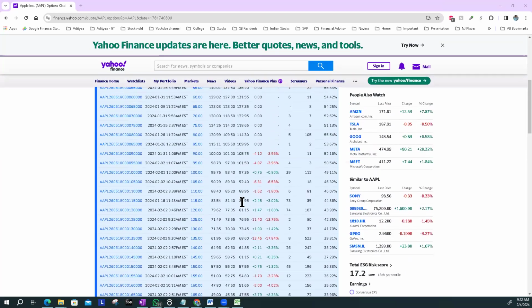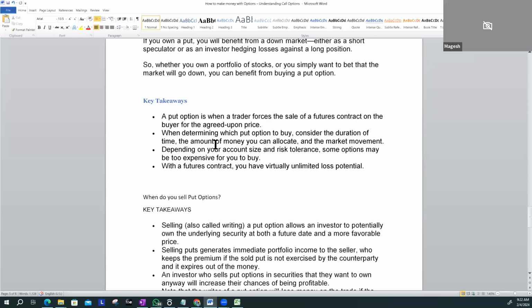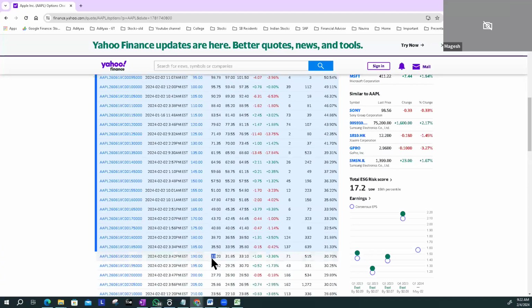So the factors are duration, the amount of money you can allocate, and the market movement. In this case, if you bought it and it doesn't go up, your entire $3,300 is gone, is a loss. That's the difference between an option and a stock. If you own a stock, you can wait another 5 years for it to go up. It will go up at some point. But with an option, your timeline is only the two years. If it goes up within that period, you make money. Otherwise, you lose the entire thing, and you don't have any more stake in Apple.